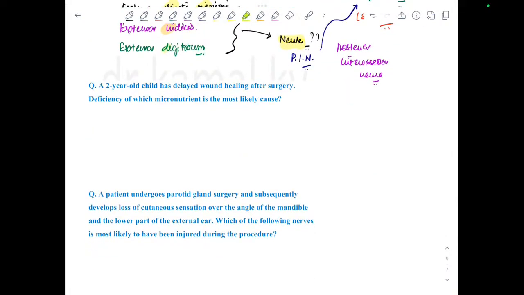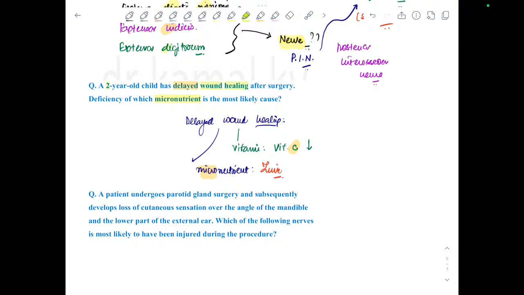Chalo, next question. A 2-year-old patient is having delayed wound healing. Now this is about deficiency of a micronutrient. Previously we discussed one vitamin related to this, and that was vitamin C deficiency. But this question is about the micronutrient, and that micronutrient is zinc. So for this particular question, either the answer will be vitamin C or the answer will be zinc. So, delayed wound healing. Next question.